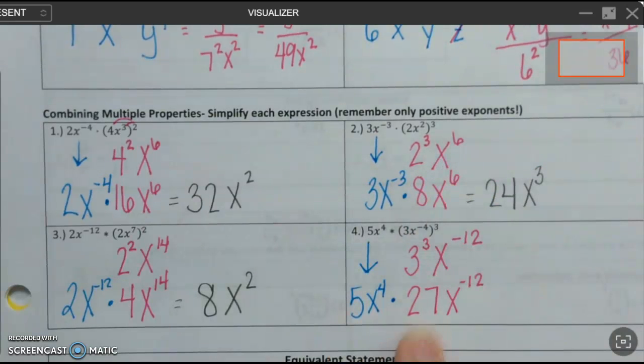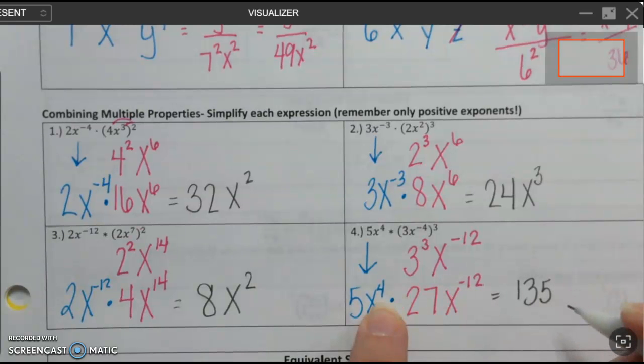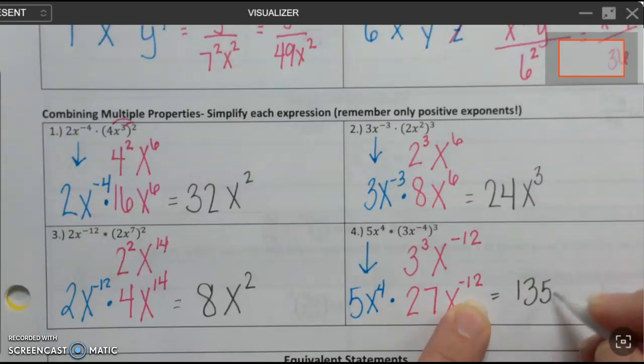So we'll take 5 times 27. That's going to be a big number. 5 times 27 is 135. And then I'll add my exponents together. 4 plus negative 12 is negative 8.